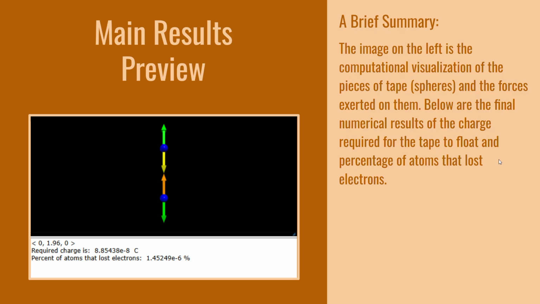For a quick preview of our main results, the image on the left is the computational visualization of the pieces of tape represented as spheres and the forces exerted on them. Below, those numbers are the numerical results of the charge required for the tape to float and the percentage of the atoms that lost electrons.